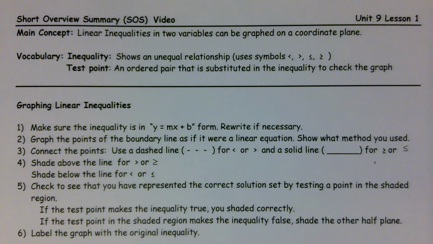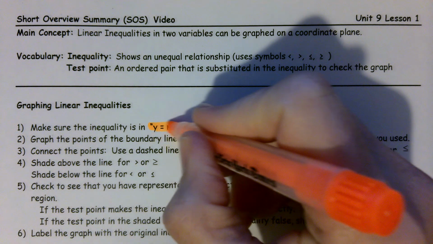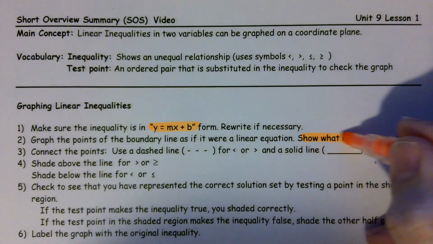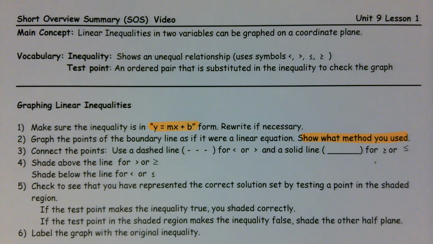All right, so we're going to be graphing linear inequalities. First step, make sure the equation is in y equals mx plus b form. If it's not, you need to rewrite it. Second, graph the points of the boundary line as if it were a linear equation. Show what method you used. You might use a table of values, but a lot of times people will use the slope y-intercept method.